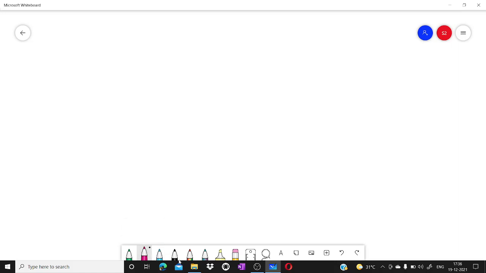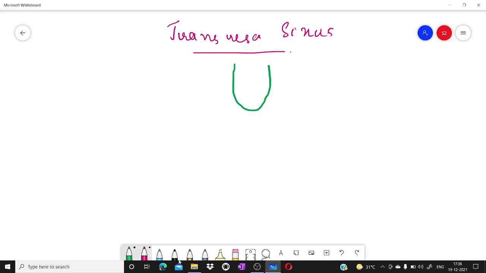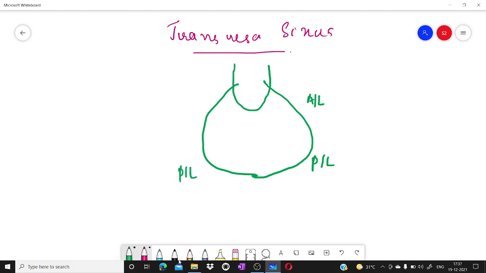Next sinus is the transverse sinus. So first about the location. For that you have to know the tentorium cerebelli, that is a dural fold. This is the free anterior part of the tentorium cerebelli, and we can see there is an attached portion here, and this attached portion has got a posterolateral part and an anterolateral part. So there is a paired dural venous sinus which is related to the posterolateral attached part of the tentorium cerebelli.